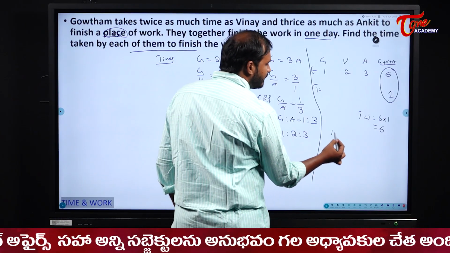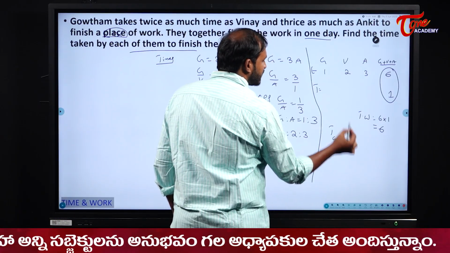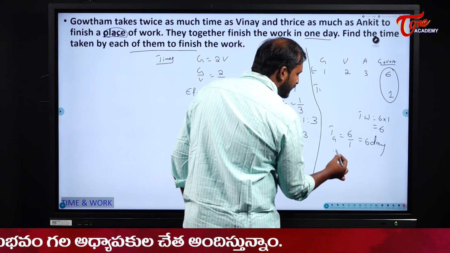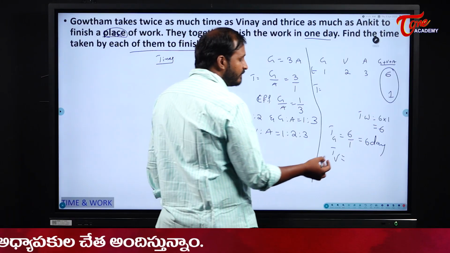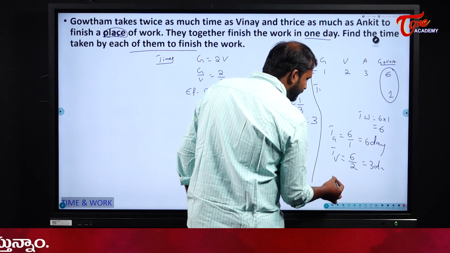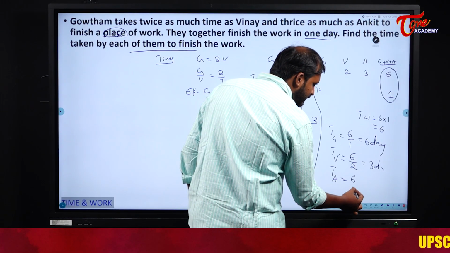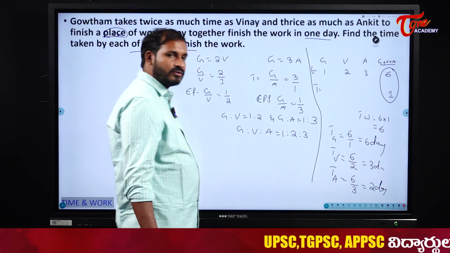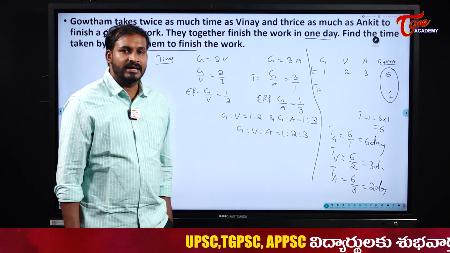Now, tell me what is the time taken by Gautam? Total work is 6 and his efficiency is 1. That means he can finish the job in 6 days. Now, time taken by Vinay. 6 and his efficiency is 2. So, it will become 3 days. Now, time taken by Ankit will become 6 by 3. This will become 2 days. 2, 3 and 6 will be the times taken by them individually.